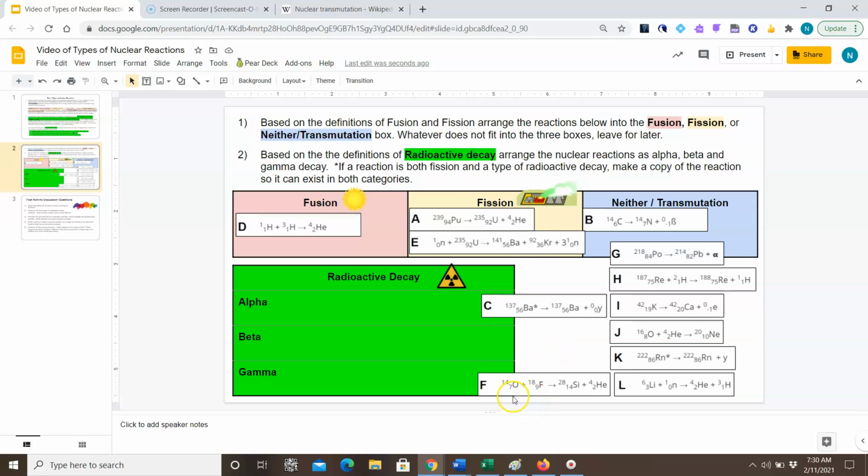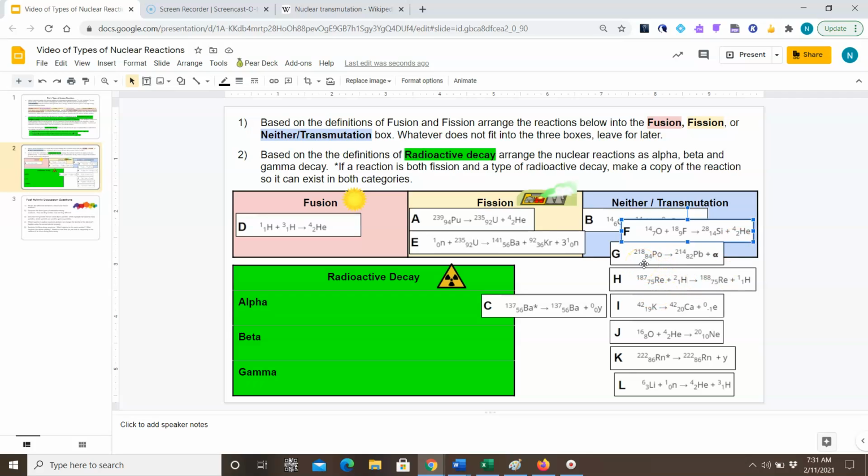Okay, take a look at F. We have oxygen-14, fluorine-18, and forming silicon-28 and helium-4. Well, these are clearly going under transmutation. I definitely changed things, but I'm not starting off with one thing and splitting it into two or more smaller things, or starting off with two things and making one larger thing. So that will go under transmutation.